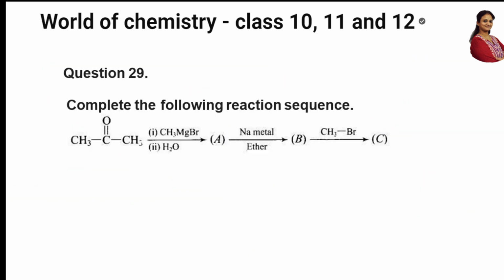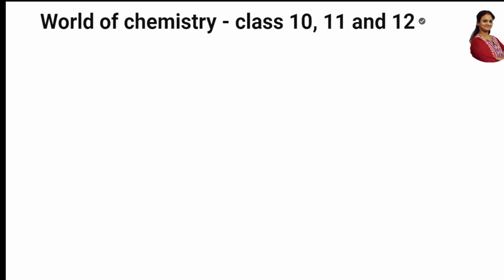Done? That's done. Sure. Next, let us go to the next question. Next question, right? Complete the following sequence. They're asking you to complete the following sequence. First think, what is this, students? Grignard's reagent, okay, addition and hydrolysis. Then sodium metal, okay, right. Then they've given me alkyl halide. Okay, easy question, students. Let us do this.